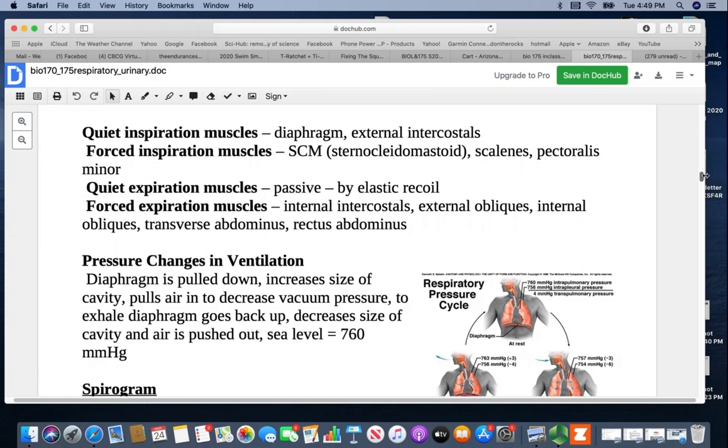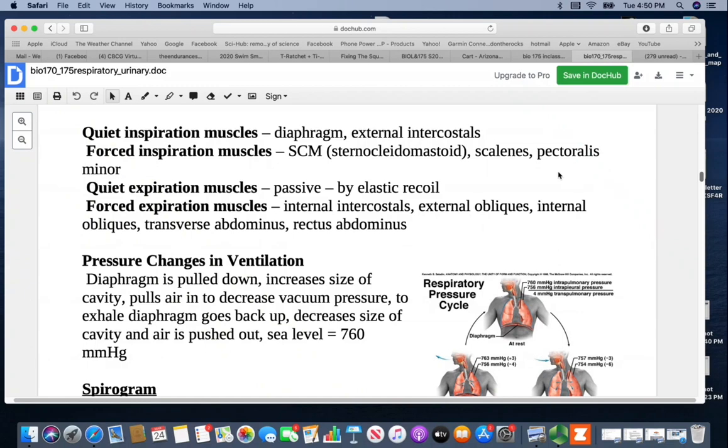This is going to be when you need to get some extra air in. First would be the sternocleidomastoid or SCM, and then the scalenes. Both of these are in the area of the upper shoulders where the shoulders meet the neck. What they're going to do is lift the rib cage up. The pectoralis minor is going to be more in the front, and this is going to help lift the rib cage out in front. So both of these are going to work to expand that cavity that the lungs are in.